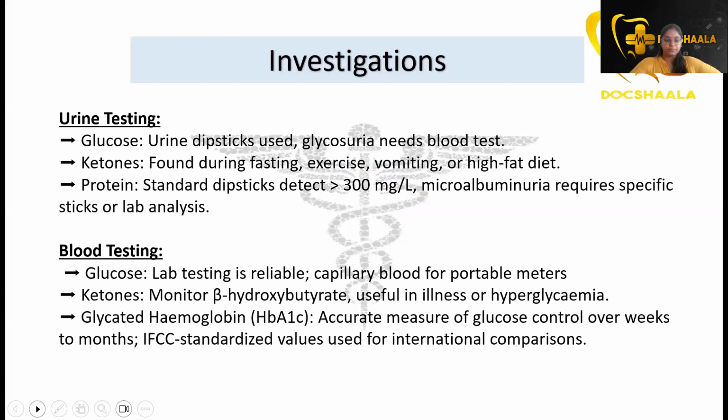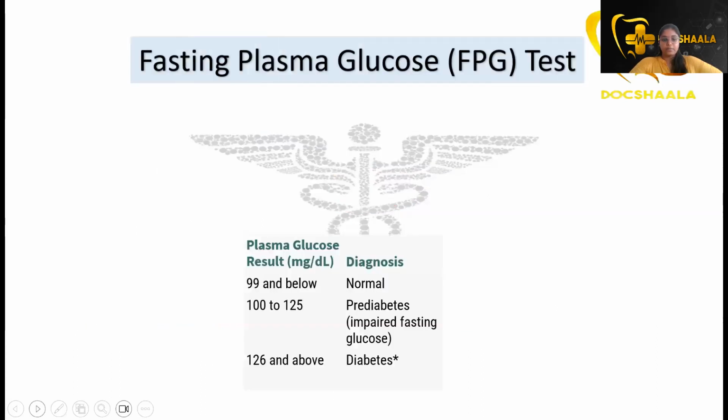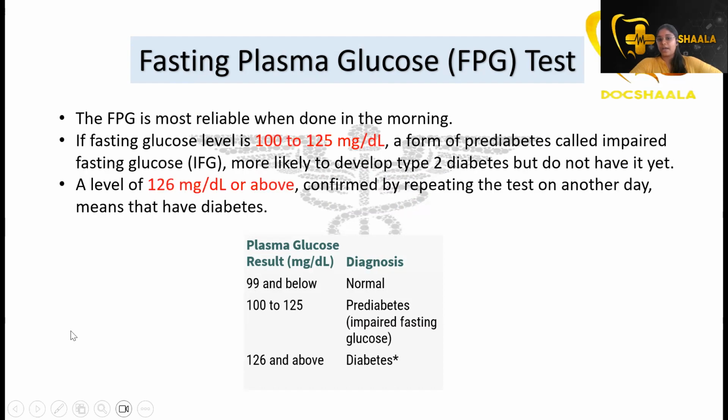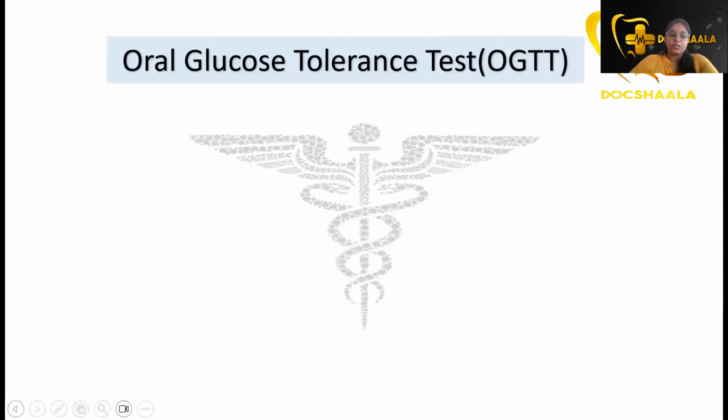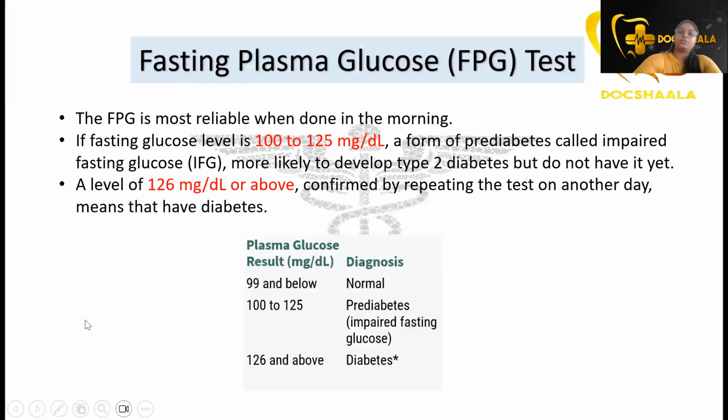Then the fasting blood plasma glucose test. The patient has to have an overnight fast, at least 8 hours of fasting. After 8 hours of fasting in the morning, the patient is asked to give a blood test to check the fasting glucose. It is most reliable when done in the morning. It is done in the morning only.